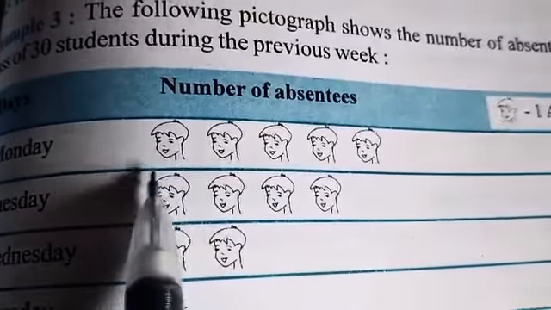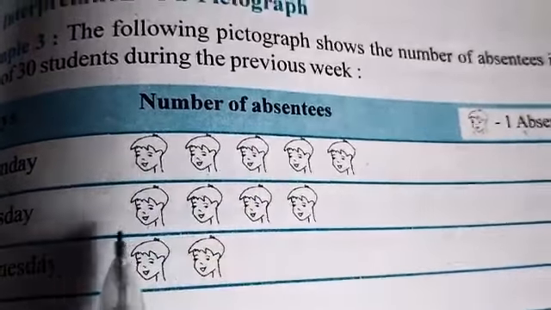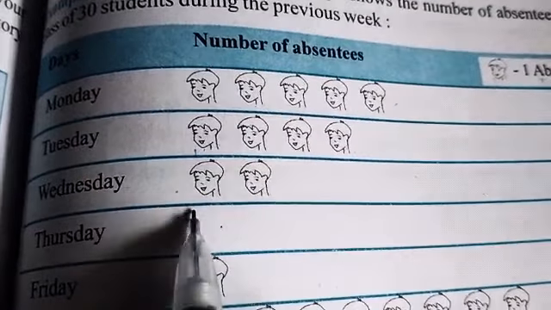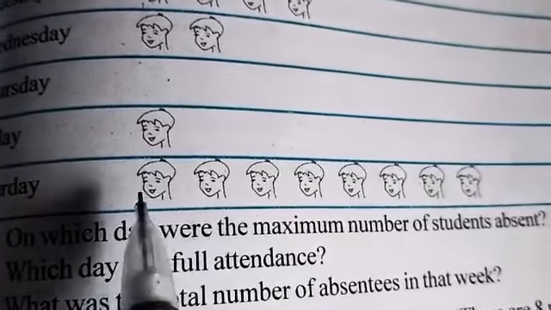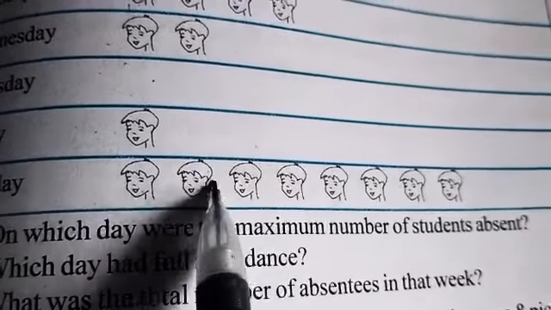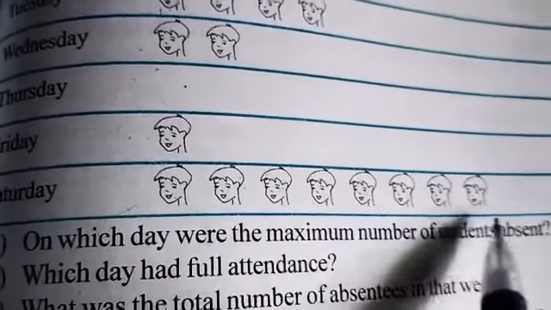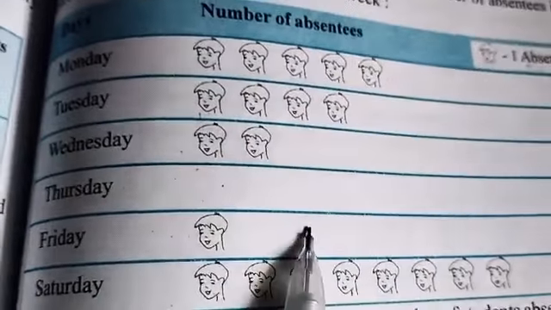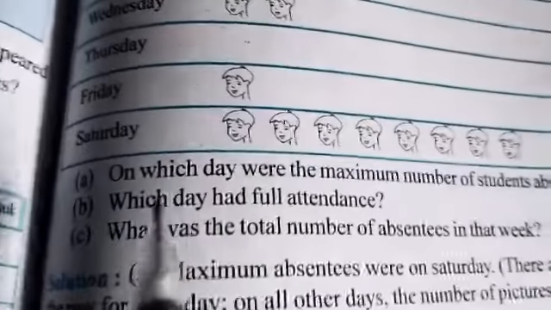Now on Monday, how many boys are absent? 1, 2, 3, 4 and 5. So we can say 5 boys. On Tuesday, how many? There are 4 students absent. On Wednesday, 2. On Thursday, no one is absent. On Friday, 1 boy. And on Saturday, how many boys are absent? 1, 2, 3, 4, 5, 6, 7 and 8. So on Saturday, there are 8 students absent. This is the question given to you, and from this you have to answer, right?